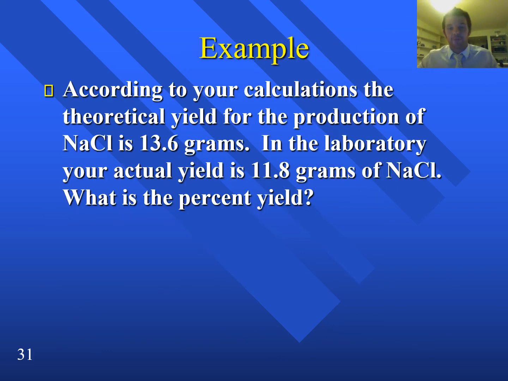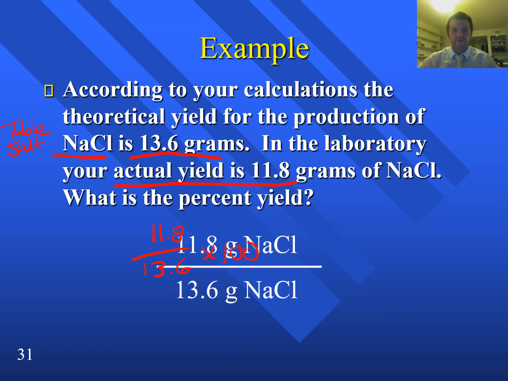Okay, so an example problem. These are actually really easy. So according to your calculations, the theoretical yield for the production of NaCl, this is table salt, this is what you put on your food, is 13.6 grams, but your actual yield is 11.8. So you would just do 11.8 divided by 13.6 times 100. It's that easy. And you're going to see it right here. The answer would be 86.7%. That's a pretty good yield.